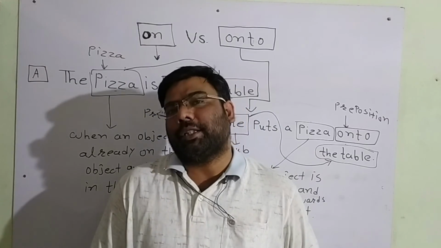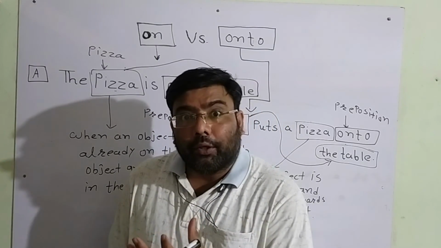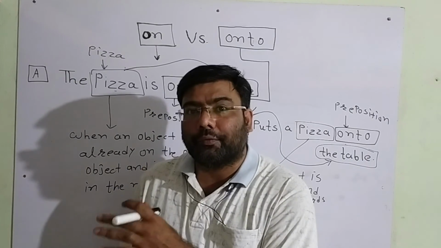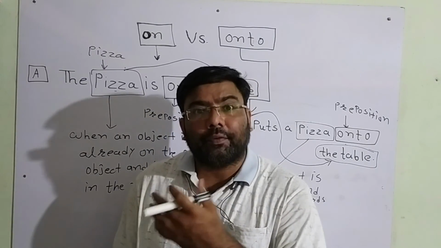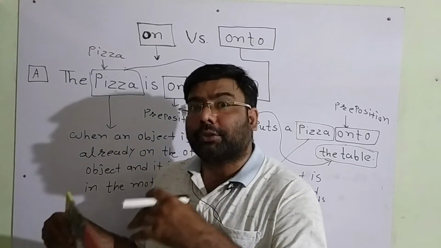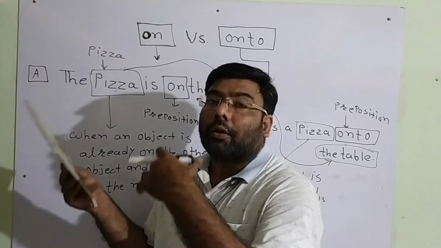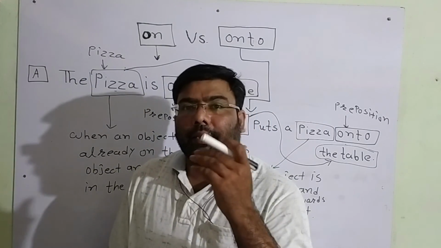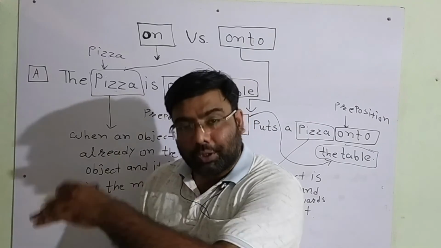So the thing is clear. When an object is already on another surface and it is not moving, in that case we use the preposition on. And if the object is moving and it is going onto another object, onto another surface, in that case that object is moving and we use the preposition onto.